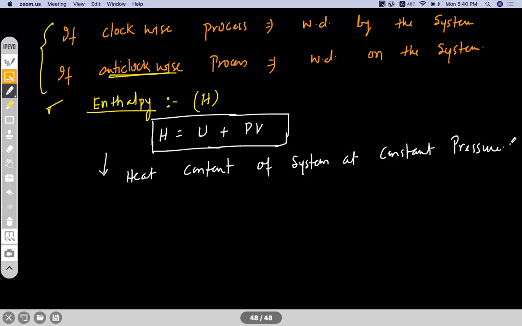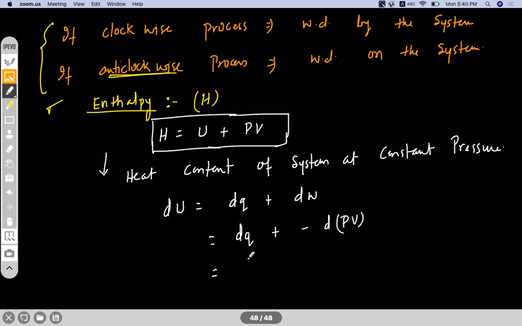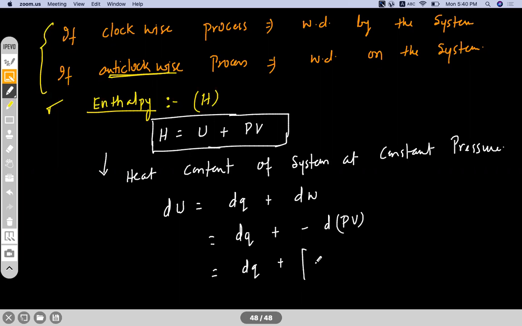So if you look at the expression of FLOT, the first law of thermodynamics, dU is equal to dQ plus dW. dW we can write as minus P dV, so this is dQ plus minus PdV plus VdP, that is PdV plus VdP. When the pressure is constant, because our condition is constant pressure, at constant pressure this term would be zero.